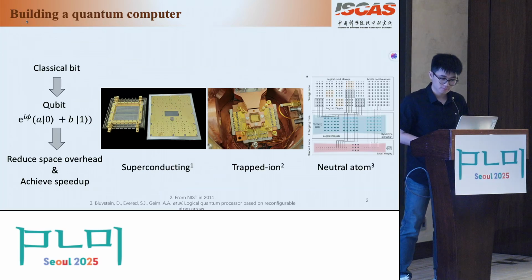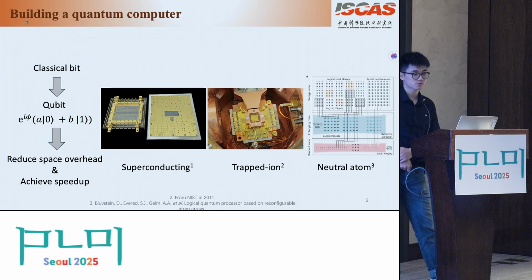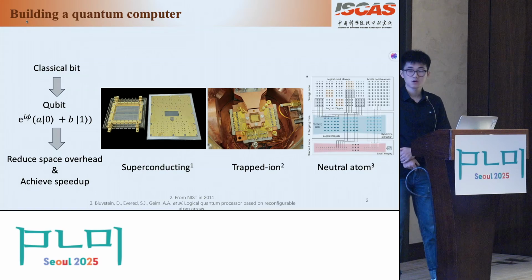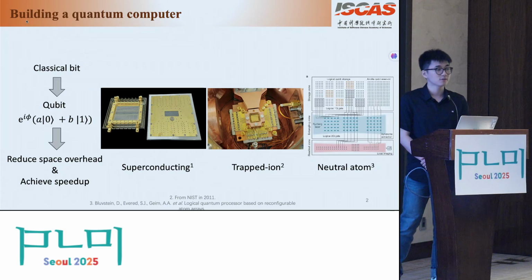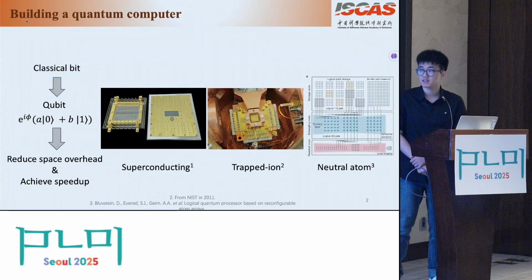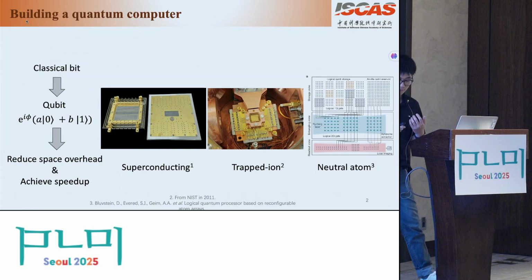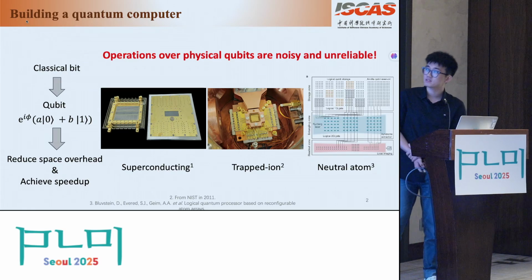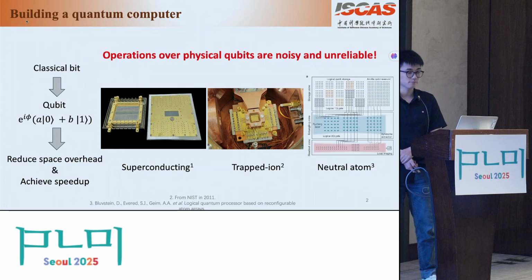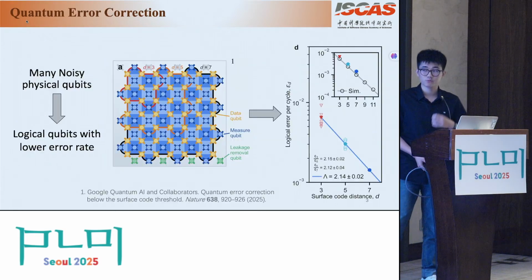Okay. So we are undergoing an era where quantum computers are flourishing. Specifically, we utilize qubits as the fundamental computing units, which can be in superposition states, to achieve speedup and reduce space overhead. There are currently several technical roadmaps to realize those physical qubits, such as superconducting, trapped ions, and neutral atoms. And they have made advances in both qubit lifespans and scalabilities. However, operations over physical qubits are themselves noisy and unreliable, which makes it impossible to directly implement quantum algorithms on those quantum computers. Okay, so that's why we need quantum error correction.